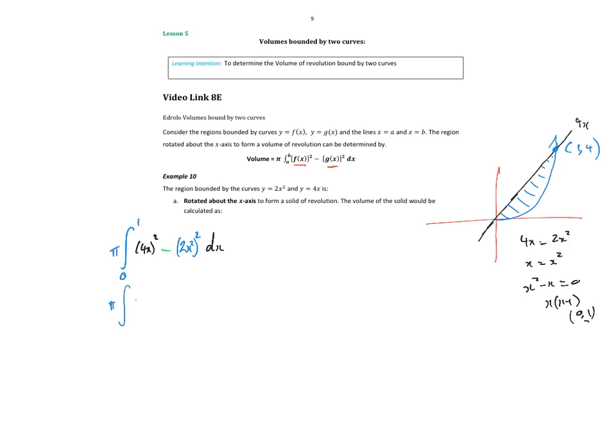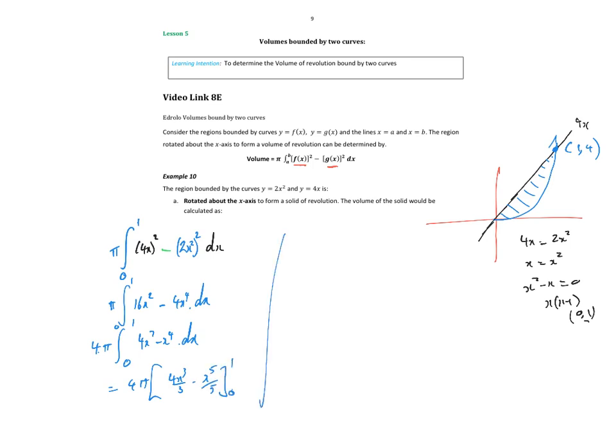Pi outside of, let's simplify, 16x squared minus 4x to the 4. Might be inclined to take a 4 out the front: 4 pi between 0 and 1 of 4x squared minus x to the 4 dx. 4 pi outside of 4x cubed on 3 minus x to the 5 on 5 between 1 and 0, which is 4 pi times 4/3 minus 1/5, and 0 goes in there, we get 0.